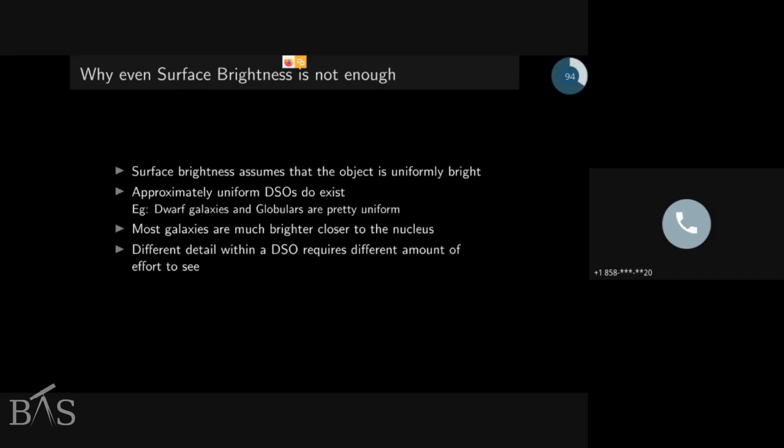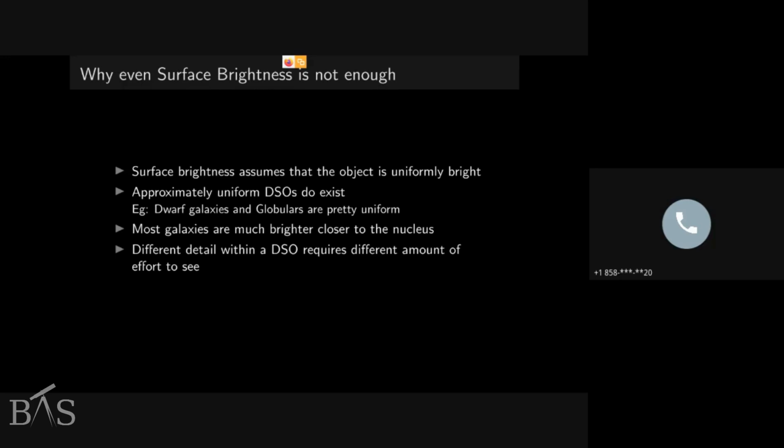Yeah, like I said, most galaxies are brighter closer to the nucleus, and the different details within the deep sky object require different amounts of effort to see. I forgot to say this. For example, there's a faint dwarf galaxy called the Fornax dwarf in the constellation of Fornax, obviously. Now, this galaxy is extremely hard to see, but there's a globular cluster in that galaxy called NGC 1049.